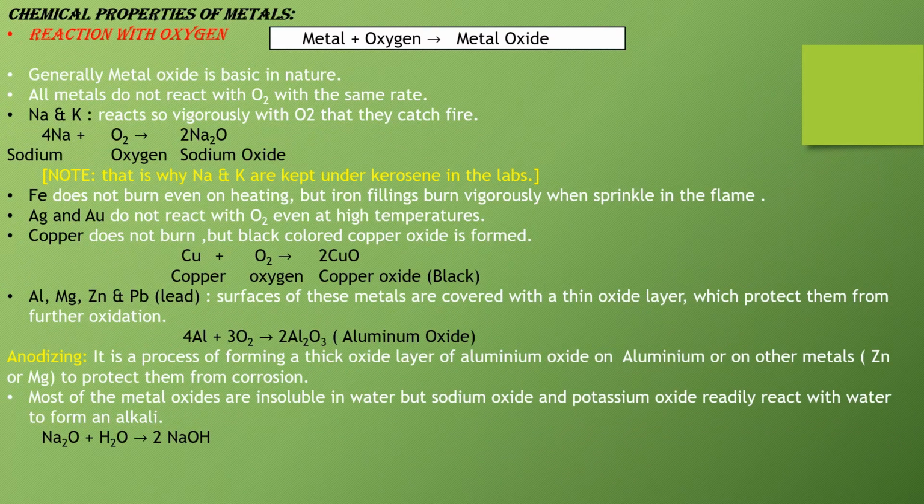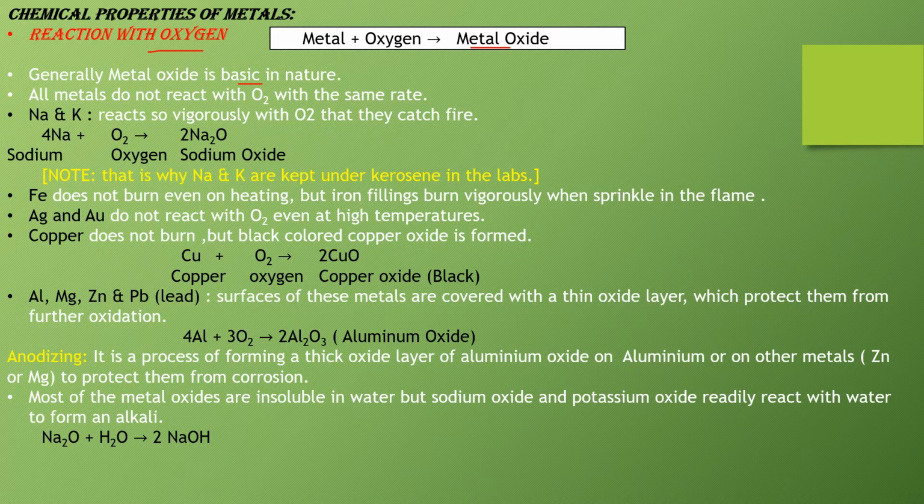Now next I am taking the chemical properties of metals. Now first is reaction with oxygen. Whenever a metal reacts with oxygen, it forms metal oxides. Now these metal oxides are basic in nature. How do we confirm that they are basic in nature? Just dissolve the metal oxide in water and test it with red litmus paper. The red litmus paper turns blue. This proves that metal oxides are basic in nature.